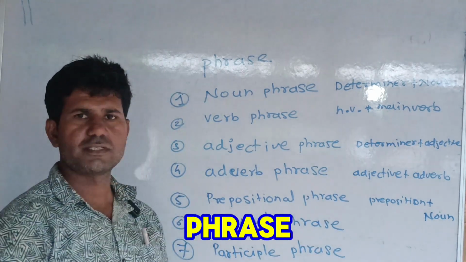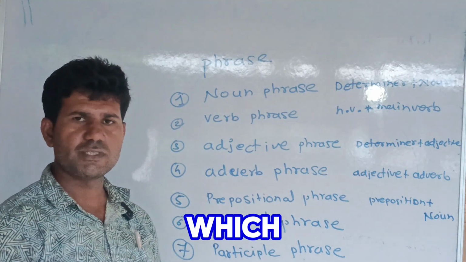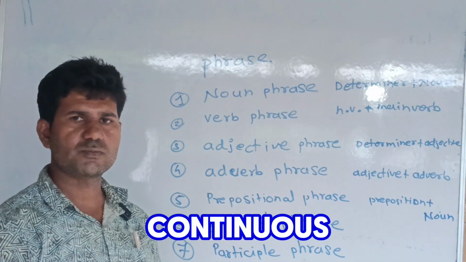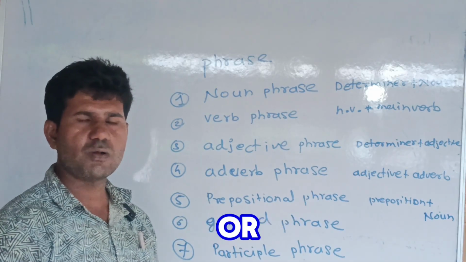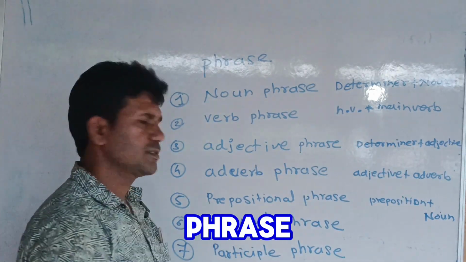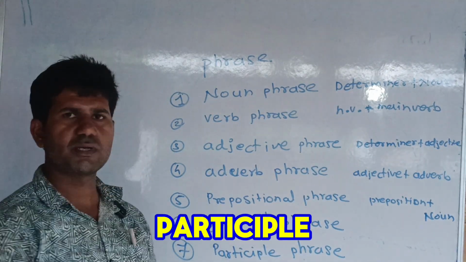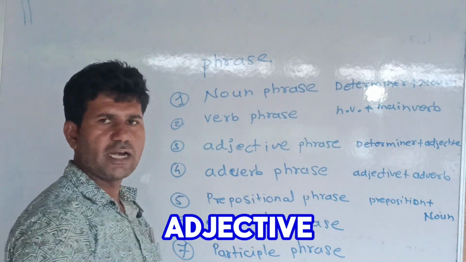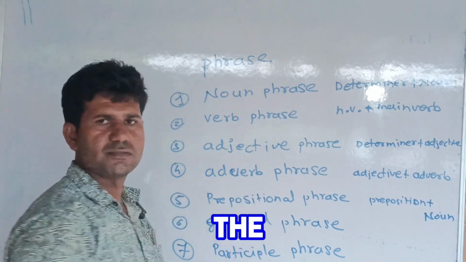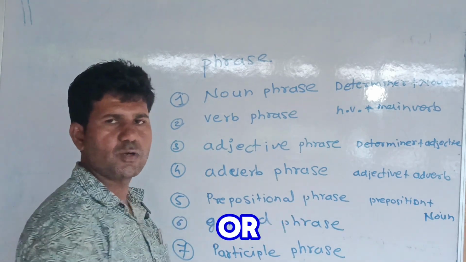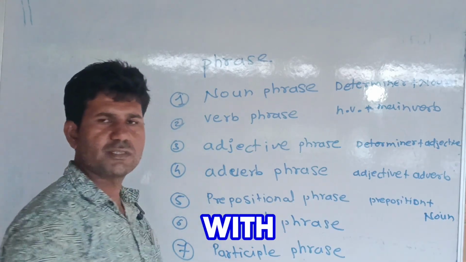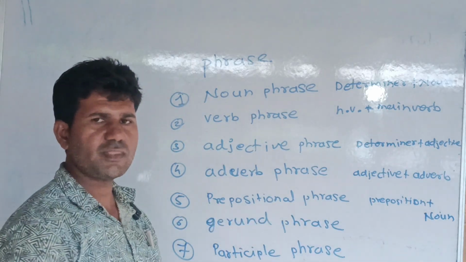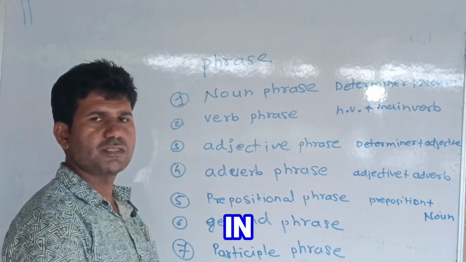Then gerund phrase. Gerund phrase is usually a single word which is a verb in the form of past participle or in the continuous form that acts as a subject or object of the sentence. And the last one is participle phrase. This is also a form of verb that acts as an adjective of the sentence that describes a noun or a pronoun. It often comes with the ing form of the verb or the past participle form of the verb which describes a noun or pronoun in the sentence.